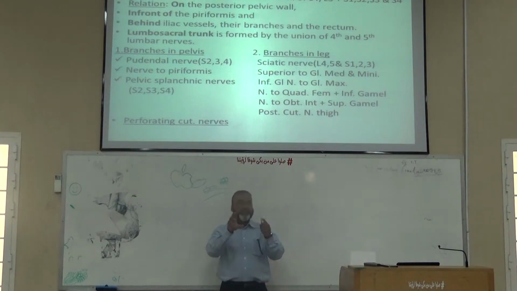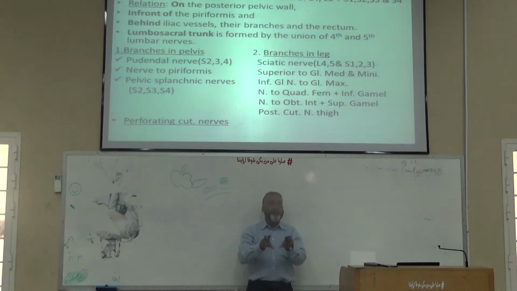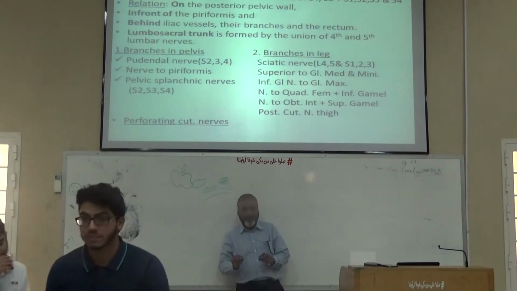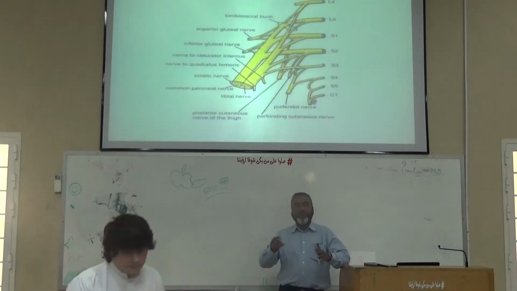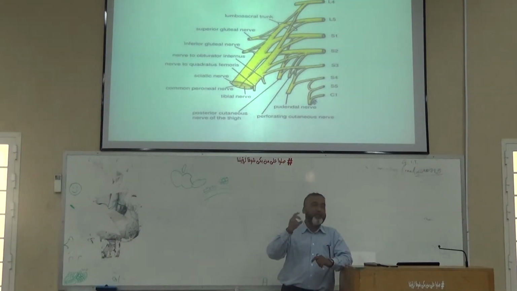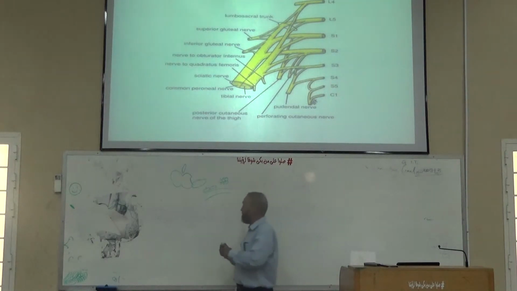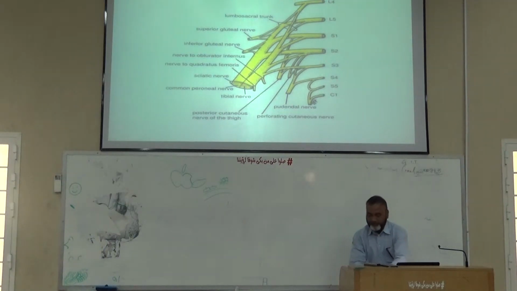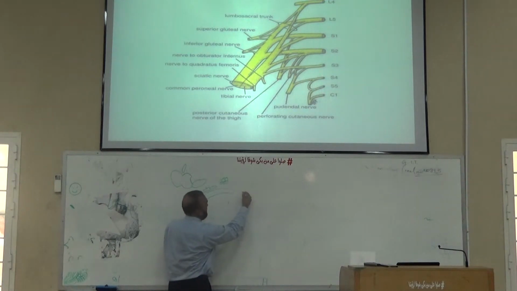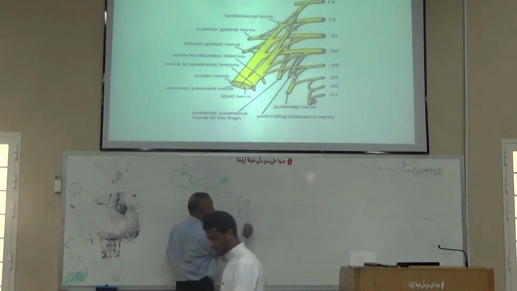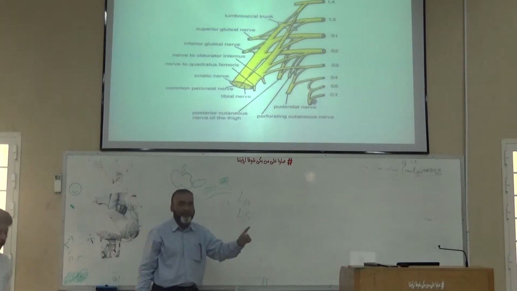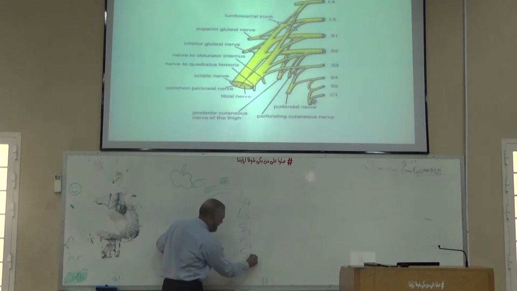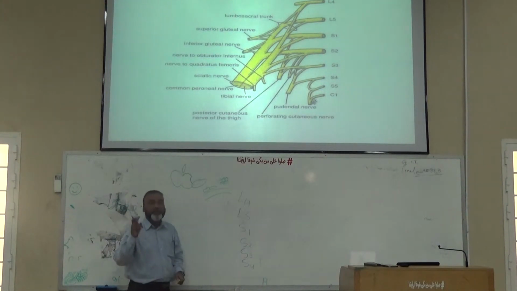On each side, in an E-shaped manner, on the lateral side of the ventral or anterior sacral foramen, there is a combination of two ventral rami of L4 and L5. That is the fourth and the fifth lumbar nerve.